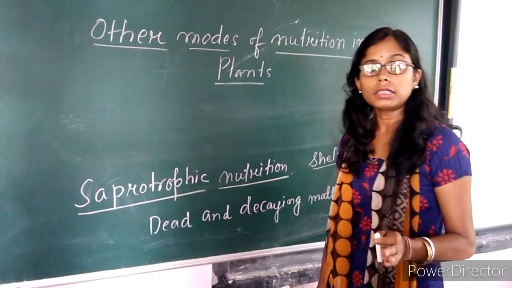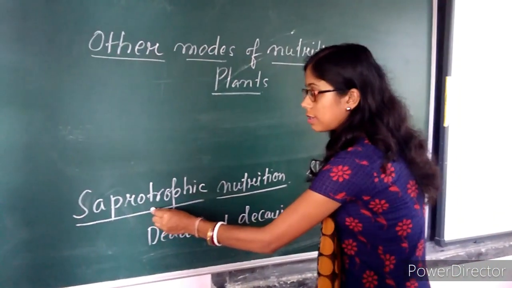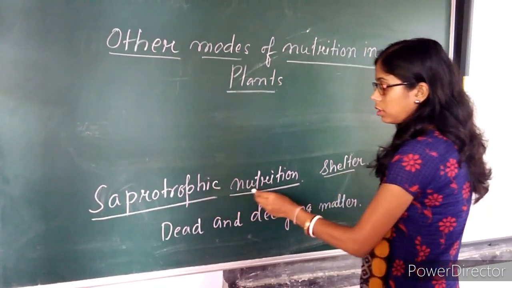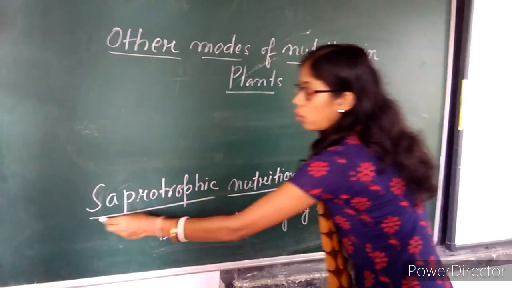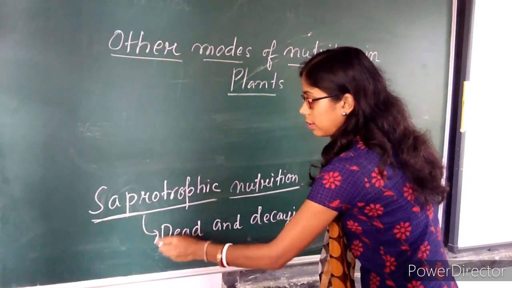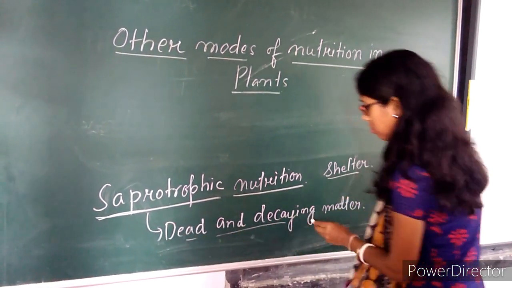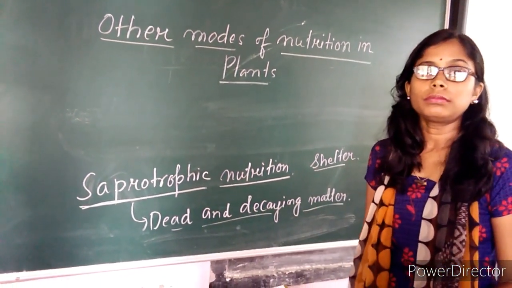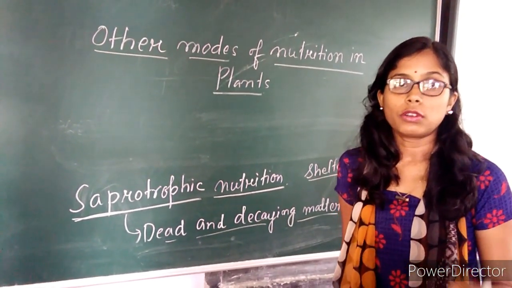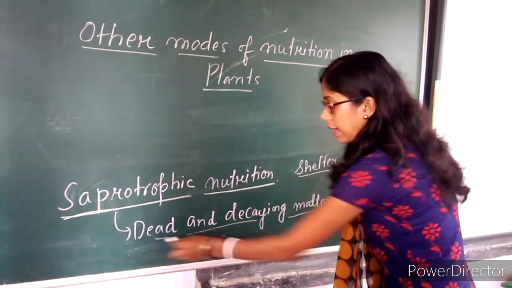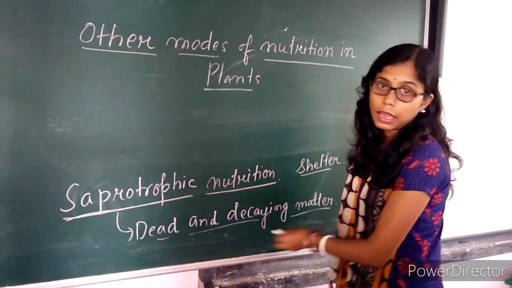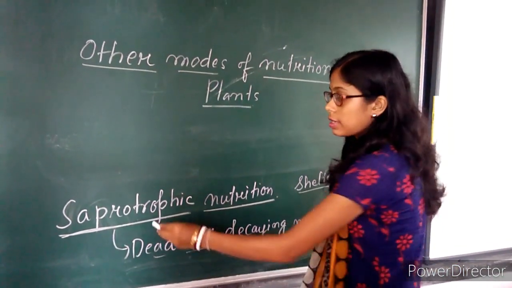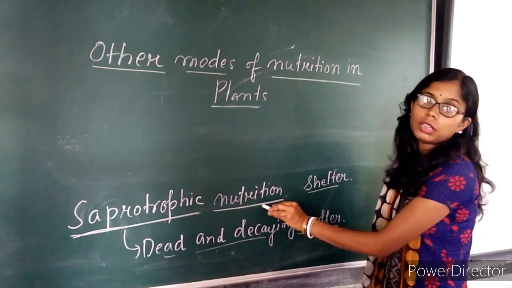Next, another mode of nutrition is saprotrophic nutrition. Now, what is saprotrophic nutrition? Sapro means dead and decaying matter, and trophic means nourishment. The organisms that take food from dead and decaying matter are called saprotrophs, and the mode of nutrition is called saprotrophic mode of nutrition.